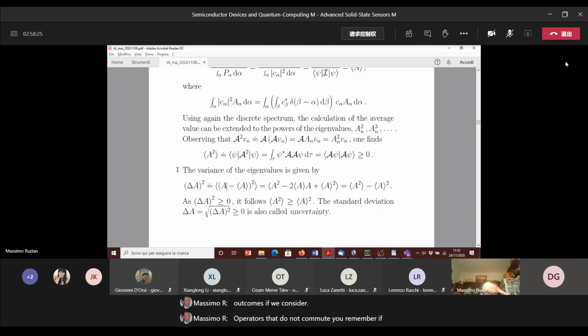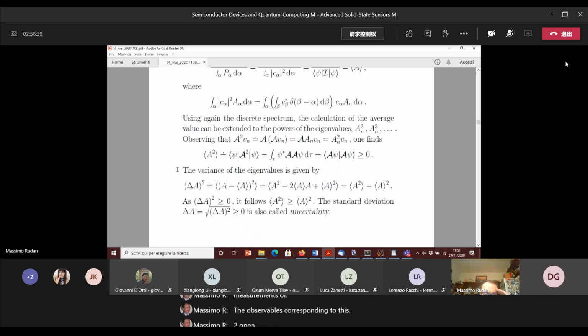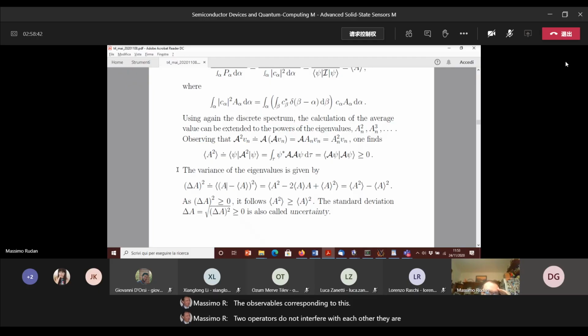You remember, if two operators commute, then they have a common set of eigenfunctions, and the measurements of the observables corresponding to these two operators do not interfere with each other. They are simultaneously observable, okay? But there are many situations in which we find operators that do not commute, okay? So we have to elaborate a little bit more on this. We shall start in the last few minutes that are left, and we shall continue on Thursday.